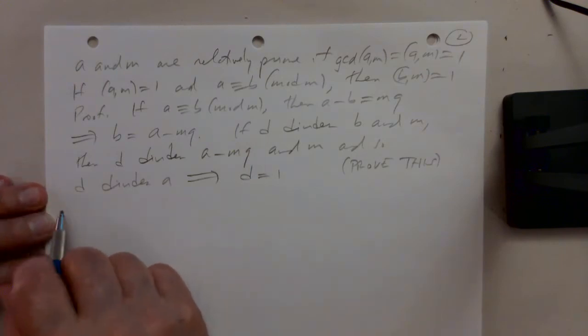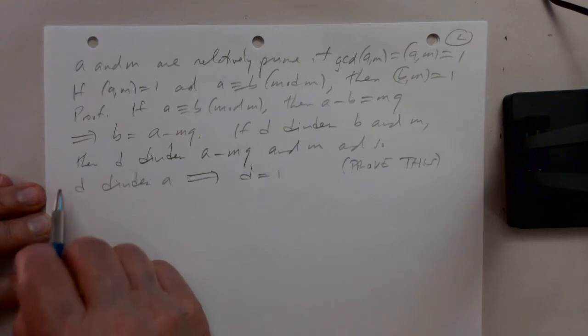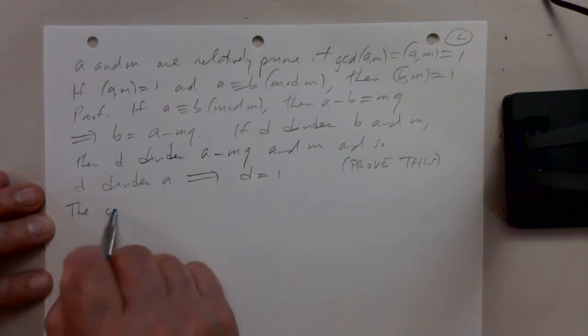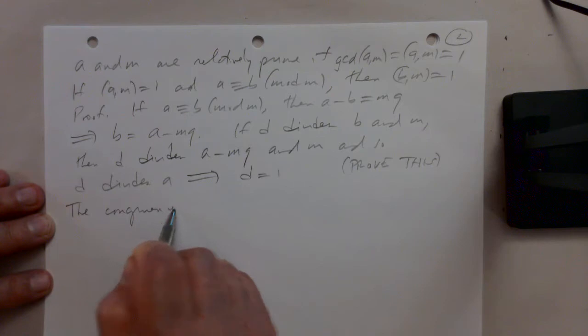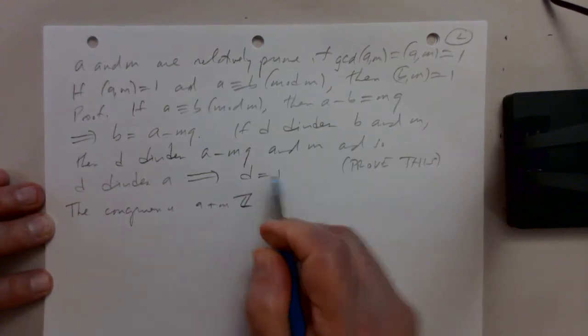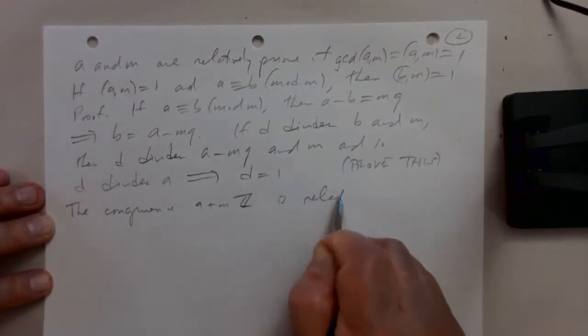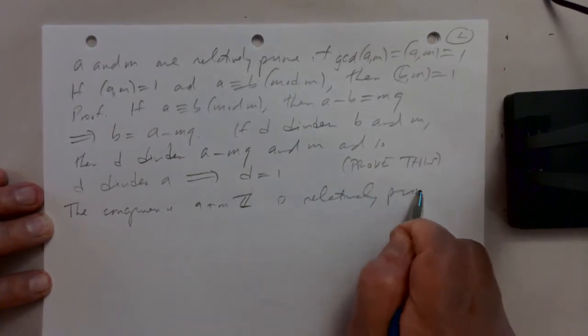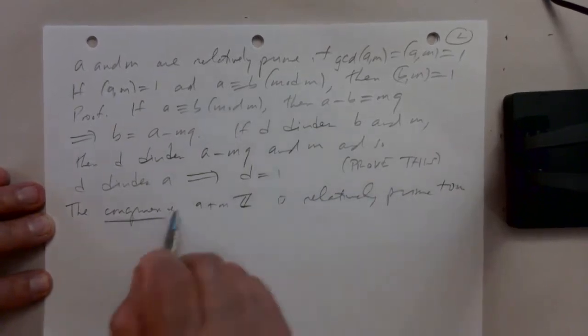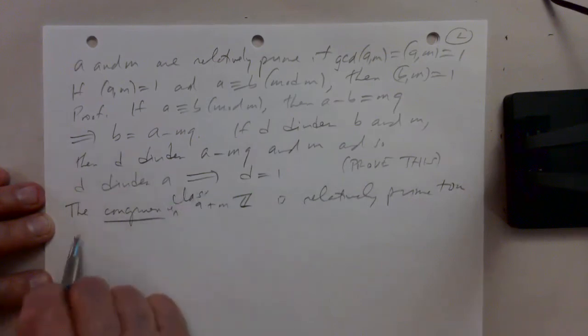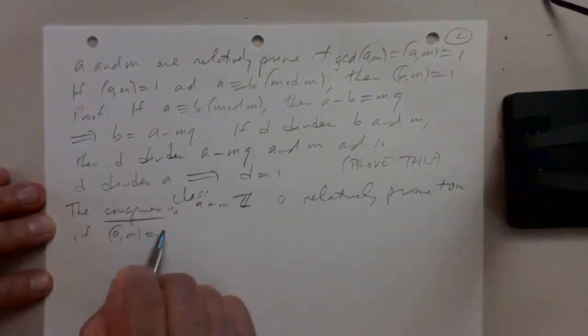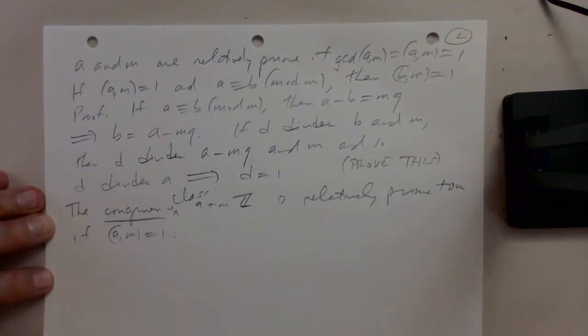So it follows that it makes sense to say that the congruence class a plus mZ is relatively prime to m. So this is a congruence class if (a, m) is equal to 1. Because by what we just showed, if one element in a congruence class is relatively prime to the modulus m, every element is.